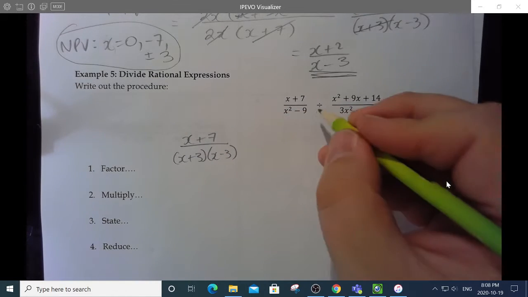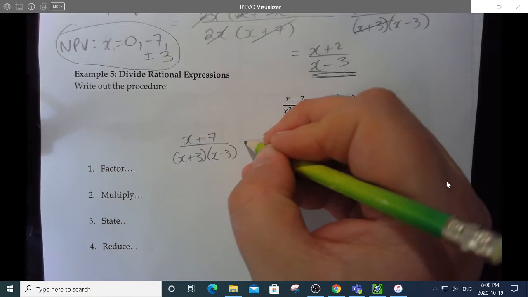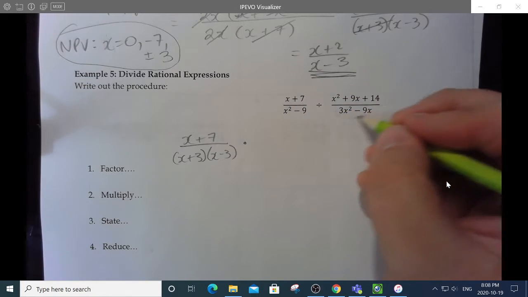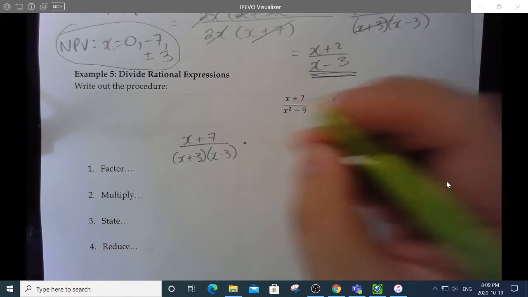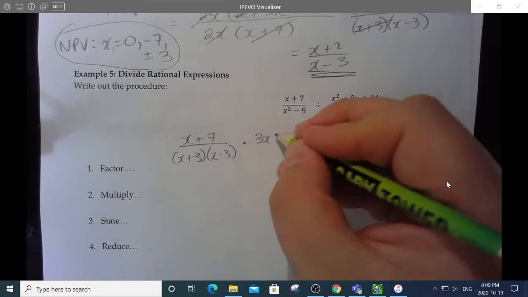And we are going to divide. Now I'm actually going to do these two steps at once. I'm going to change divide to times the reciprocal. So I'm going to factor this one on the top. That's going to be 3x. And if you take 3x out of those two things, you have x minus 3.